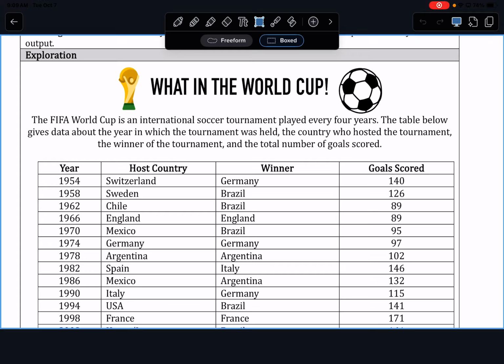Okay. So today we're going to be looking at identifying relations as functions, determining whether or not they're functions, checking our inputs and outputs, all of that fun stuff. The first thing we're looking at is this FIFA World Cup problem. It is an international soccer tournament played every 4 years. The table below gives data about the year in which the tournament was held, the country who hosted the tournament, the winner of the tournament, and the total number of goals scored in the tournament.